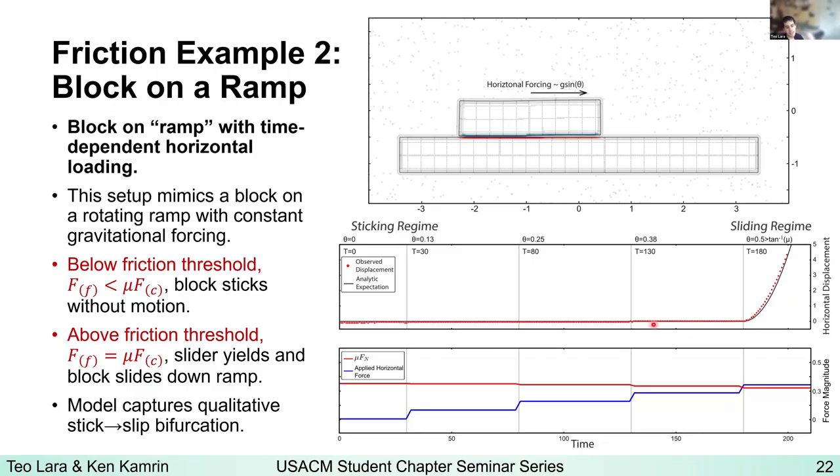But as soon as the slider yields and there is more horizontal force than the friction force keeping the block in place, the block begins to accelerate down the ramp.